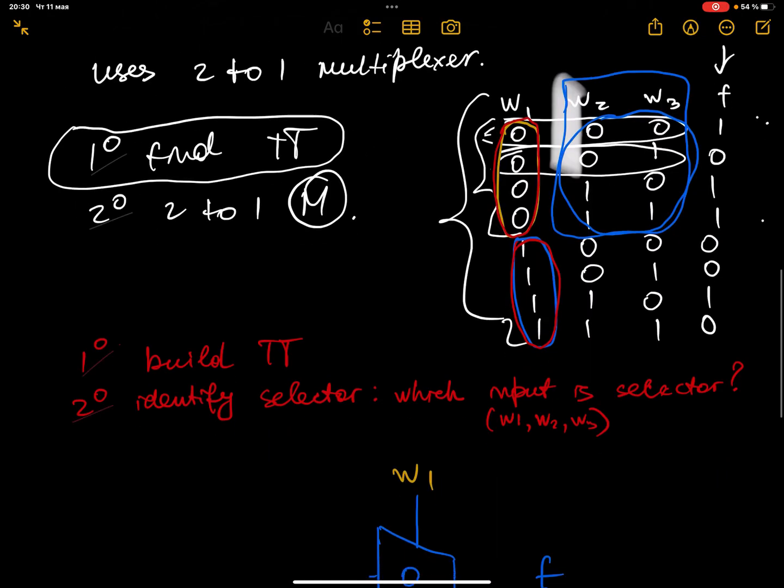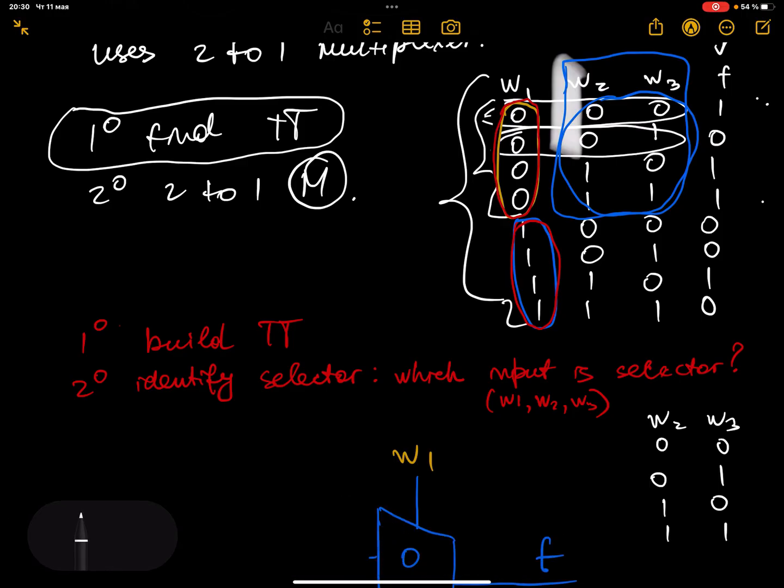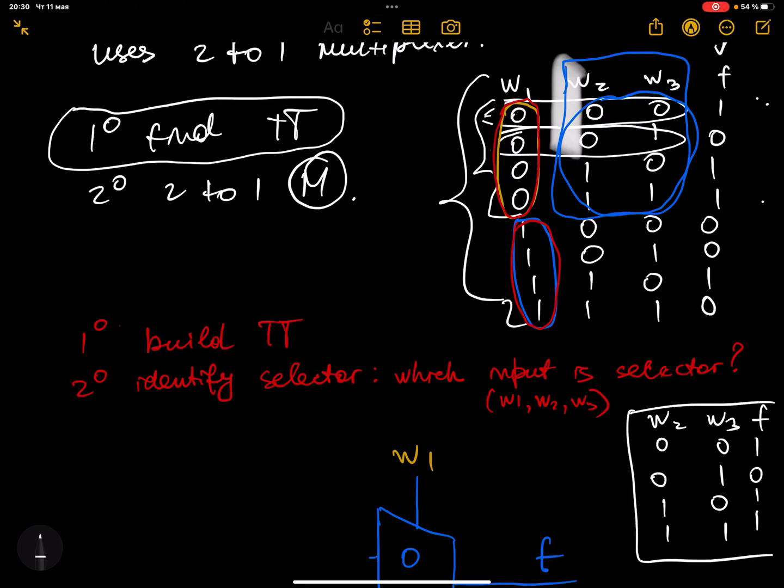Okay, so let me quickly write it here. W2, W3: 0, 0, 0, 1, 1, 0, and 1, 1. And what gate is going to be this one? The outputs are 1, 0, 1, 0, 1. So now we have to identify what gate we should use when, for example, both inputs are 0 and the function is going to be 1. When W2 is 0 and W3 is 1, the function's value is 0.